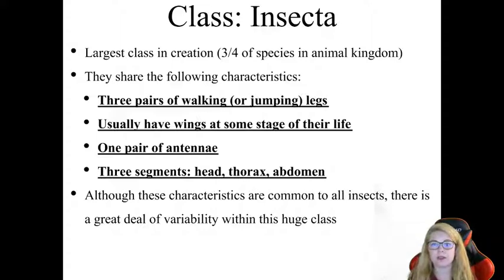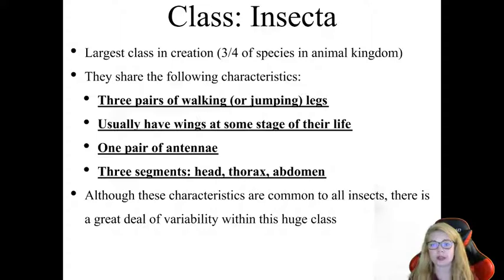They have 3 pairs of walking, or in some cases jumping, legs. So 3 pairs of legs. They usually have wings at some stage of their life. Maybe not their whole life, but at some point they have wings. They have 1 pair of antennae, and they are composed of 3 segments: a head, a thorax, and an abdomen.